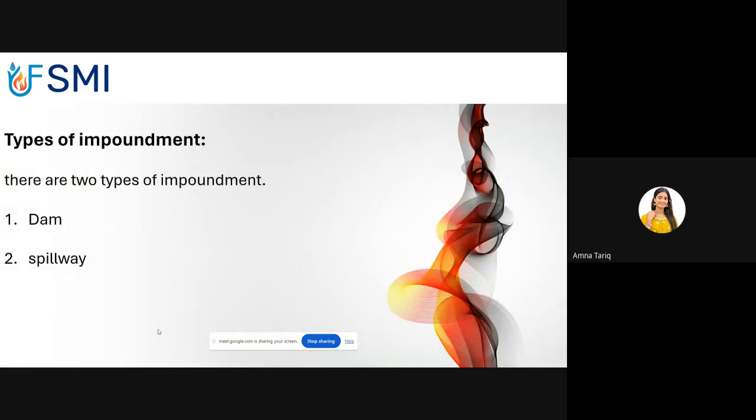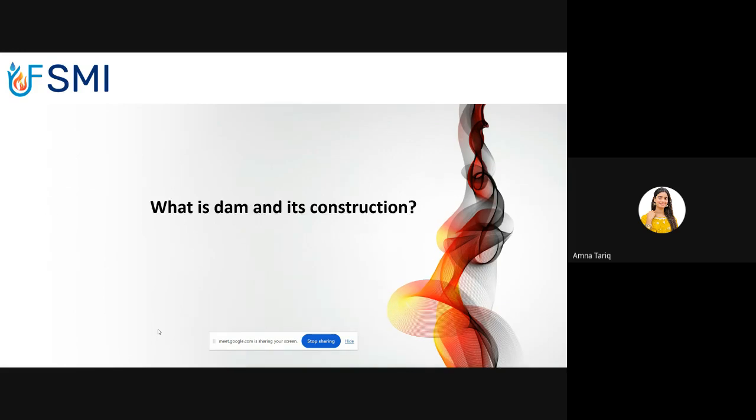Okay, so there are two types of embankment: number one, dam, and number two, spillway. Okay, what is a dam and its construction? Basically, dams store energy in the form of potential energy. When water flows down from the reservoir into the turbine, this potential energy is converted to kinetic energy that rotates the turbine blades. The type of dam to be built and its construction method depends on various factors.